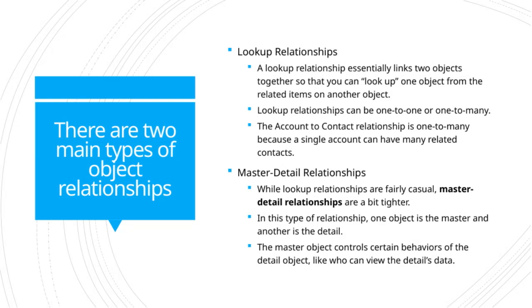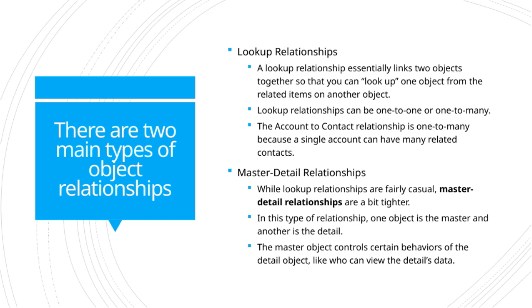Let's talk about lookup relationships. Essentially, a lookup relationship links two objects together, allowing you to look up one object from related items on the other. Think of it as a way to connect data points so you can easily find related information. These relationships can be one-to-one or one-to-many. For example, the account-to-contact relationship is one-to-many because a single account can have many contacts associated with it.